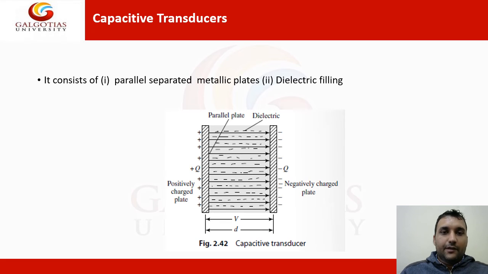This is a capacitive transducer. It consists of parallel separated metallic plates with a dielectric filling. These are the parallel separated metallic plates, and this is the dielectric filling, that is the dielectric fluid. On this side there is a positive charge plate, and on this side a negative charge plate. So when there is a change in the measured value, there is a capacitance change that is measured using this circuit.